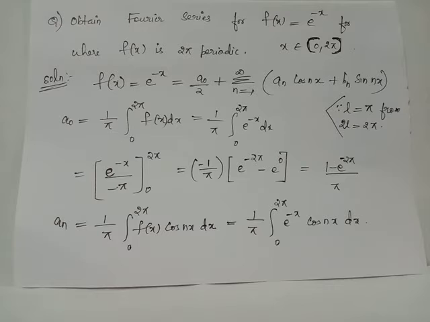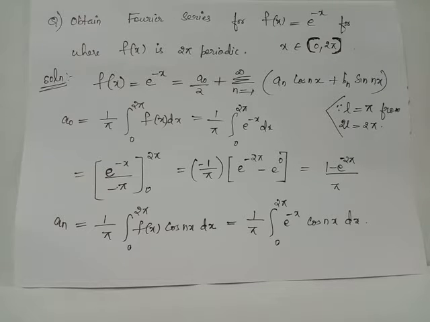Therefore, we have Fourier series expansion for f of x equals e raised to minus x written as a naught by 2 plus summation n ranges from 1 to infinity a n cos n x plus b n sin n x. In the general formula, we had a n cos pi n x by l plus b n sin pi n x by l. We replaced l by pi and thus we obtained summation n ranges from 1 to infinity a n cos n x plus b n sin n x.